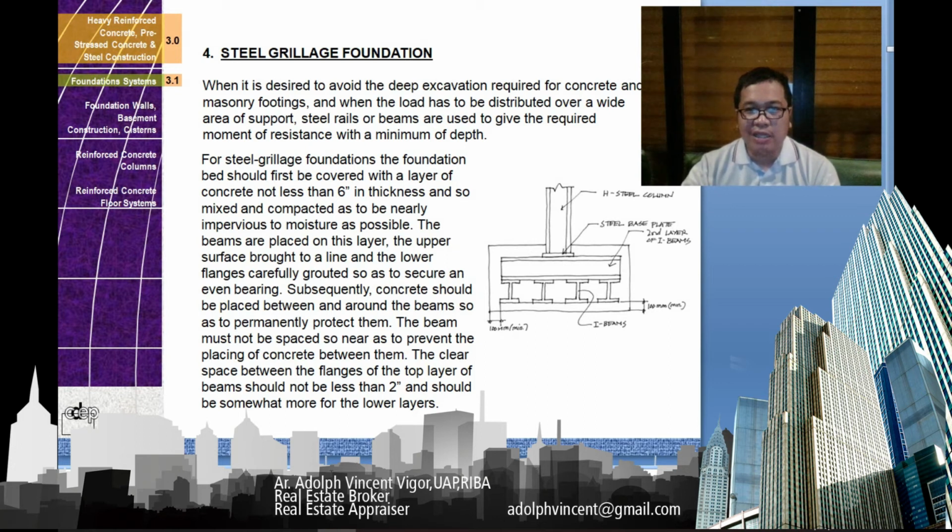So subsequently, concrete should be placed between and around the beams so as to permanently protect them. The beams must not be spaced so near as to prevent the placing of concrete between them. The clear space between the flanges of the top layer of the beam should not be less than 2 inches and should be somewhat more for the lower layers.